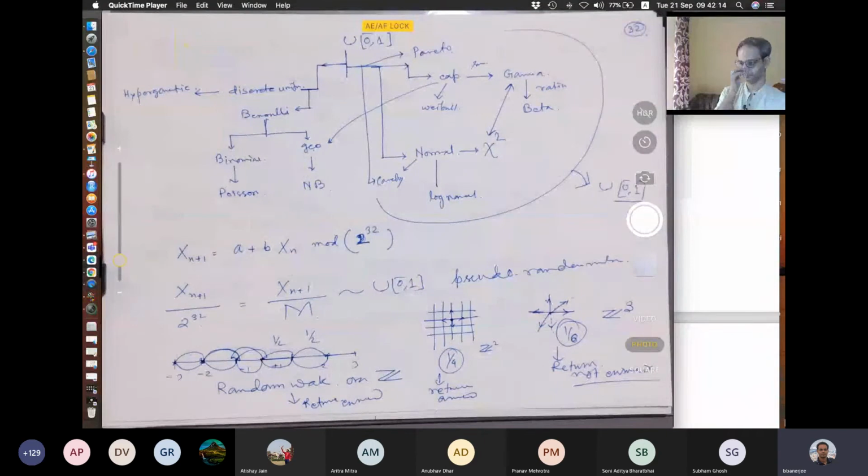So what do you mean by return guaranteed? Return guarantee means with probability 1, I will come back to the origin from where I have started. From whichever point I have started my journey, eventually I will come back to it in the long run, with probability 1. But here it can be shown that with probability 1, we will not come back.